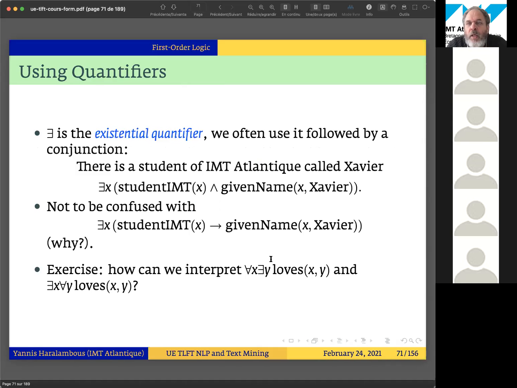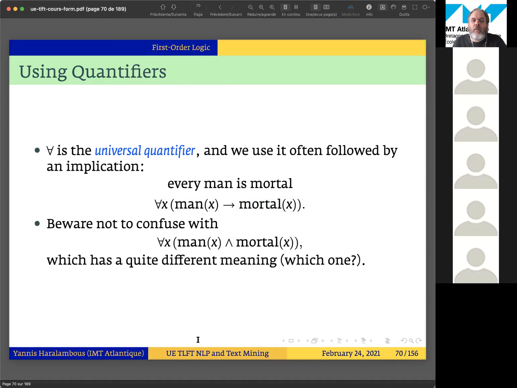In a symmetric way, when we use an existential quantifier. Excuse me? Yes? Could you just say again what the second sentence means? Yeah. The second sentence means that for every value of x, this value is both a man and a mortal. So all elements of my domain are men.